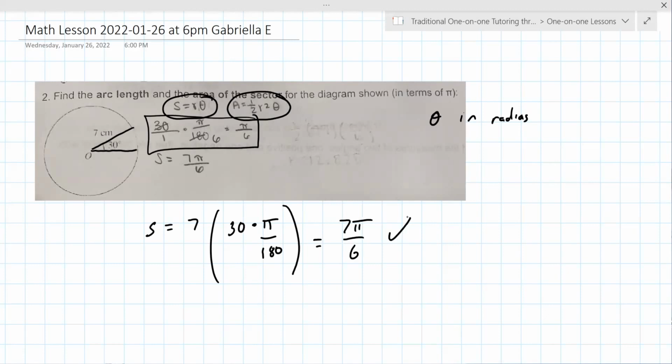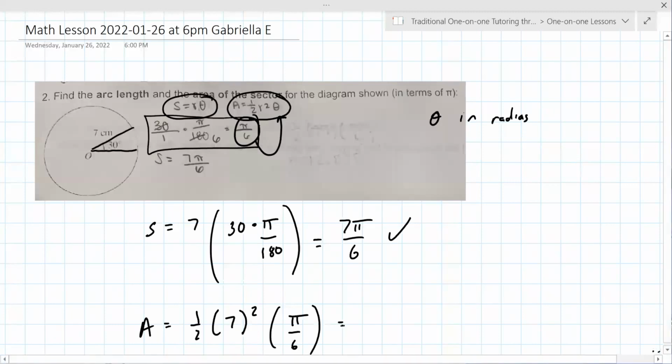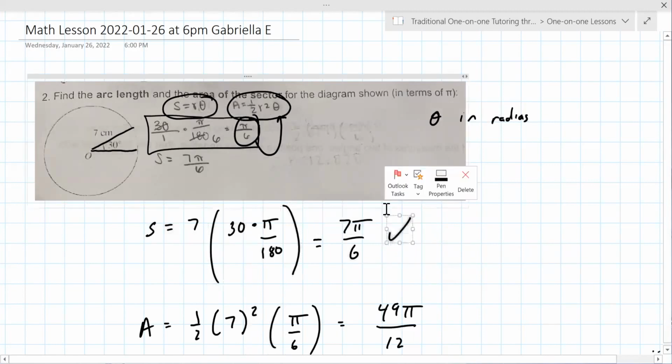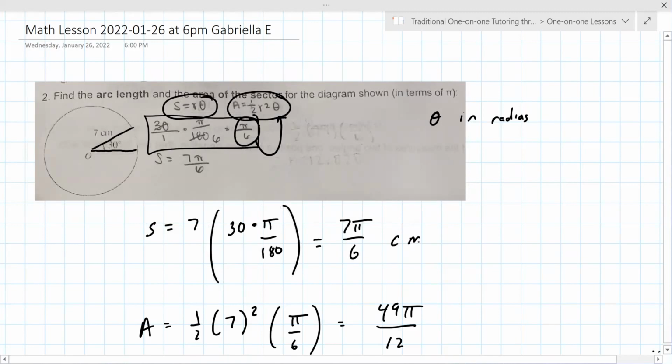For the next one, the formula is correct, but you do have to make theta in radians. So you have to use this pi over 6 in here. So your area is 1/2 7 squared pi over 6. So you got, I mean, it doesn't work out great, but you got 49 pi, and then on the bottom you have 12. Now, one thing we are missing that I think your instructor would probably ding you on is units. The arc length is in centimeters. This is in centimeters squared.